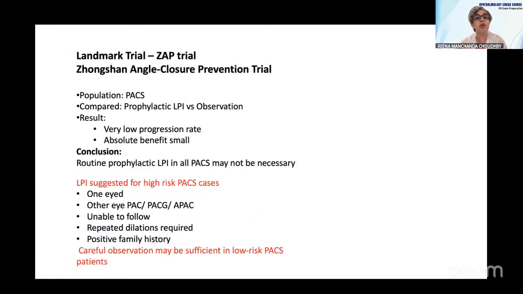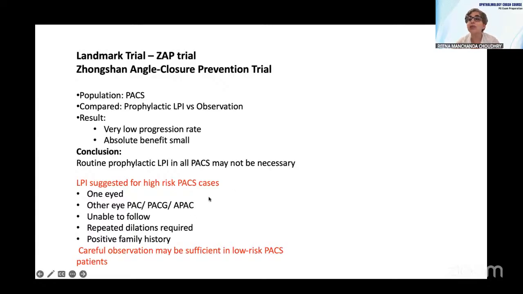So what is the ZAP trial? I think this is, again, something that you should be aware of, the Zhongshan Angle Closure Prevention trial. What they did here was take patients with primary angle closure suspect eyes, and in one subset, they did prophylactic laser peripheral iridotomy, and in the other subset, they only observed. And they realized that the progression was very, very slow, and the absolute benefit in the eyes which were subjected to the laser PI was not very large. So hence, they recommended that not all eyes of PACS deserve to be subjected to laser peripheral iridotomy.